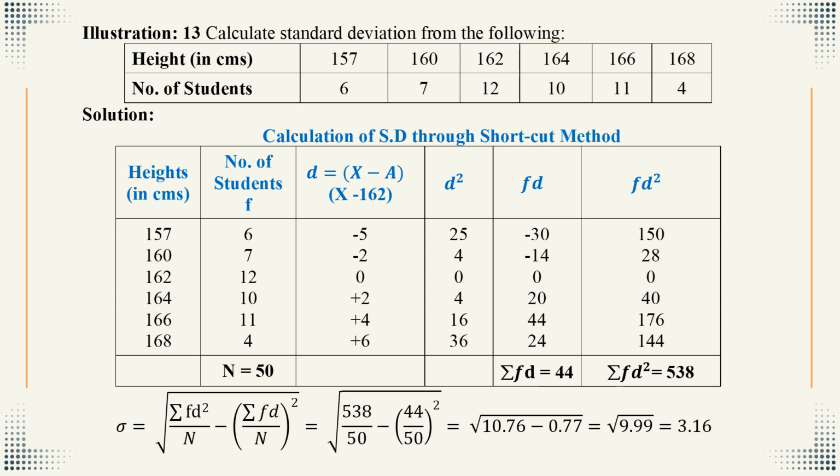The total of FD, that is sigma FD, is equal to 44. Then the total of FD square, that is sigma FD square, is equal to 538. Then small sigma equals the square root of sigma FD square by n minus the whole square of sigma FD by n, equal to 538 by 50 minus 44 by 50 the whole square, equal to the value 3.16.